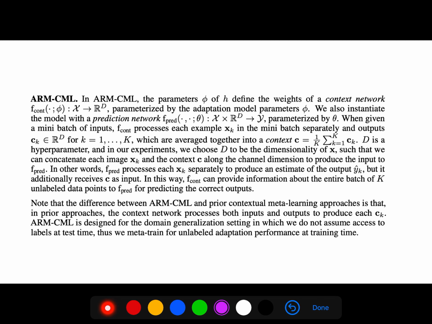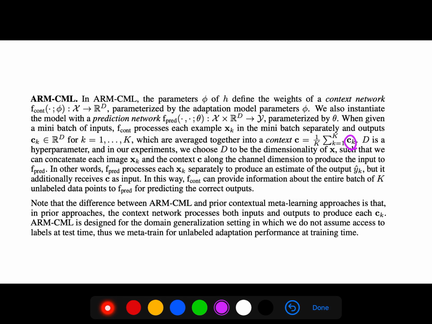We also instantiate the model with a prediction network parameterized by theta. When given a mini batch of input, the context network processes each example in the mini batch separately and outputs this c sub k. D is the dimension of the parameters, and in our experiments we choose D to be the dimensionality of x such that we can concatenate each image and the context C along the channel dimension to produce the input to F.